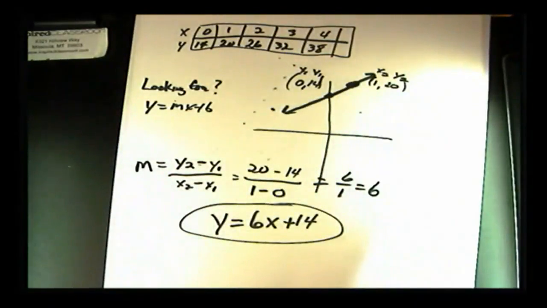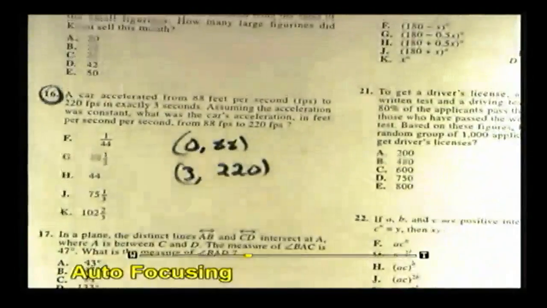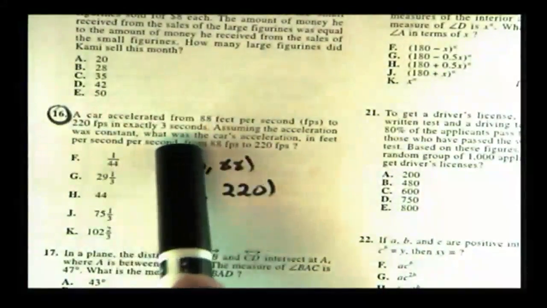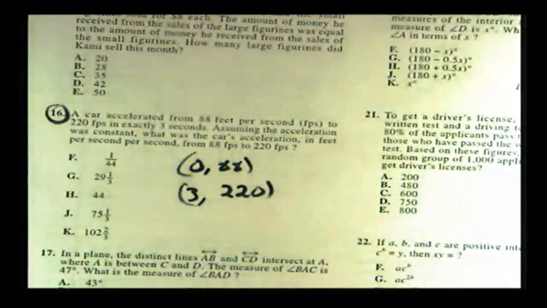There's another problem in our practice test that is rather similar. It comes in story problem form. It does not have a table. If you look at number 16 here, that's right, if I can zoom in on it a little bit. Here we go. A car accelerated from 88 feet per second to 220 feet per second in exactly 3 seconds. Assuming the acceleration was constant, what is the car's acceleration in feet per second squared?